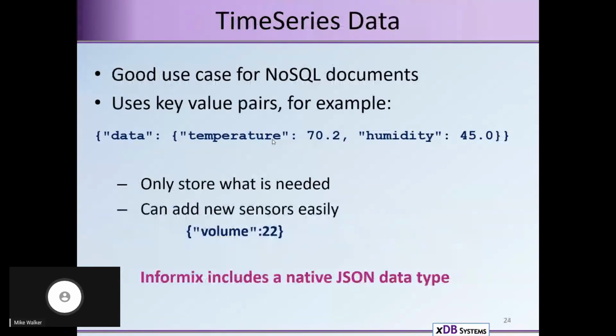Now, this is a good case for using NoSQL. Informix supports NoSQL. In fact, it has a native JSON data type, and we can use that with time series. So NoSQL uses key value pairs, where there's a key and a value. In this case, we've got our temperature or our humidity, and then our value that goes with that key. So the nice thing about this is that for sensors that only return temperature, for example, we're only saving the temperature. For those sensors that are returning more things, we can save it all. It will just specify different keys.